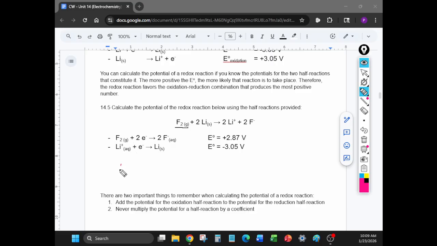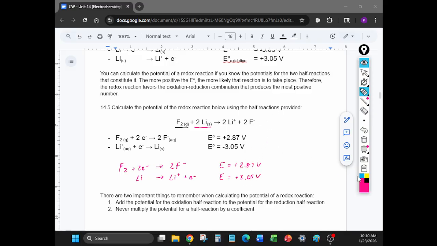F2 is on the reactant side, so we can just copy down what we got. F2 plus 2 electrons produces 2 F minus, and the electrical potential is positive 2.87 volts. Next compound is Li. If you take a look at Li, solid, it is on the product side of this one, so we need to flip this equation. We flip it so that we get lithium on the reactant side, Li plus on the product side, and an electron. And since we flipped it, the electrical potential becomes a positive number.